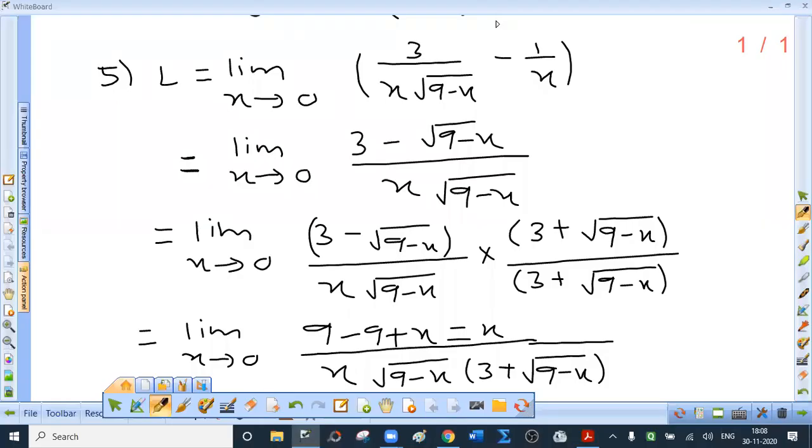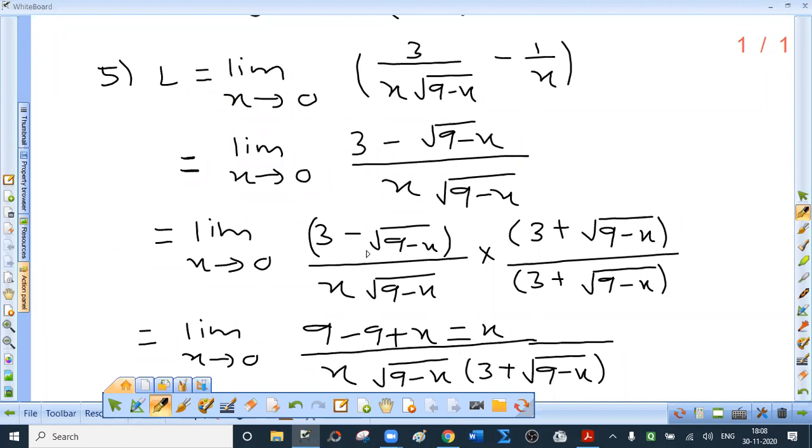Sum number 5, limit x tends to 0, 3 upon x root 9 minus x minus 1 upon x. What is LCM? X root 9 minus x. What is numerator? 3 minus root 9 minus x. Now you have to rationalize numerator. So numerator is of which type now? A minus b, a plus b, which is a square minus b square.